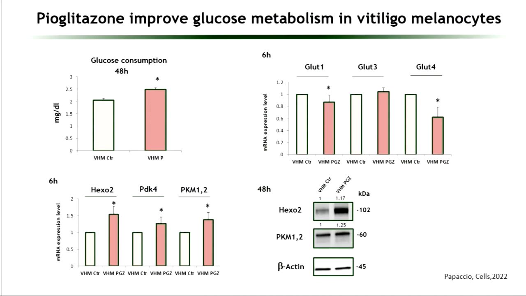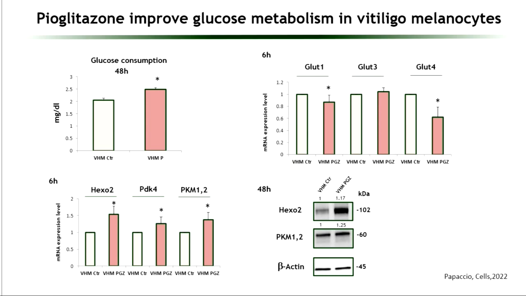So we used this molecule, in particular pioglitazone, which is one of the representatives of these PPAR gamma activators, in vitro. What we observed, contrary to what was expected because they help glucose entry into the cells, is that there is a reduction in glucose consumption.